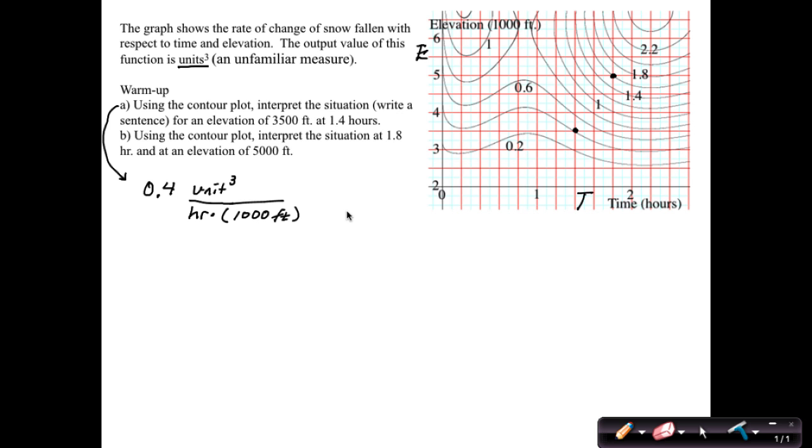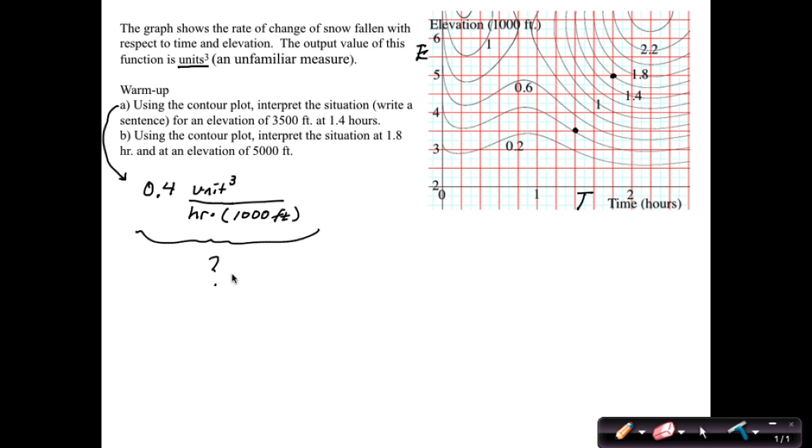So I meant to say the volume unit is units cubed. So the rate units would be units cubed per hour per 1,000 feet. It's a multivariable rate function, so there are two independent variables. Okay, what does that mean? What is the meaning of this?